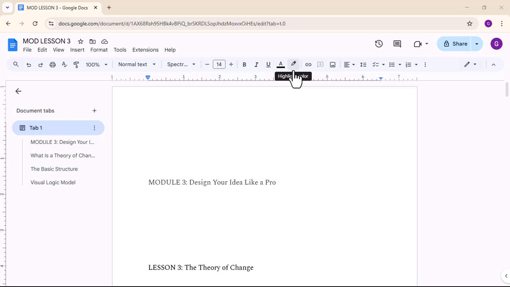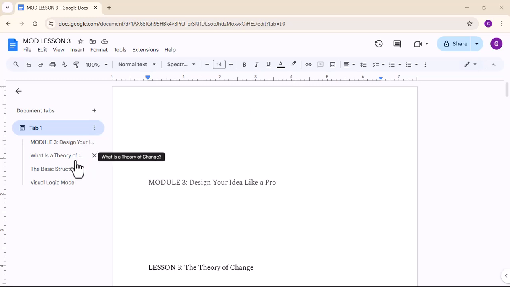Now, I know the name alone, theory of change, can feel a little intimidating, but trust me, you already use it in your everyday thinking. You just have not put it on paper. So today, we are going to break it down into simple parts, and by the end of this lesson, you'll be able to create your own beginner-friendly logic model, the kind that funders will love, right?